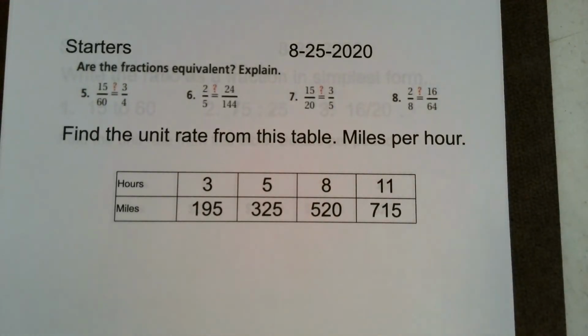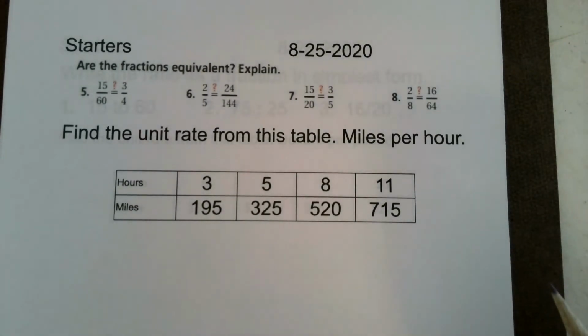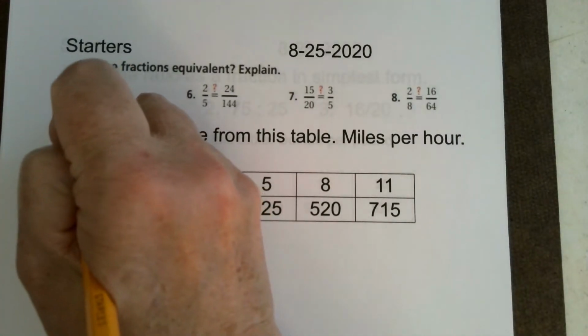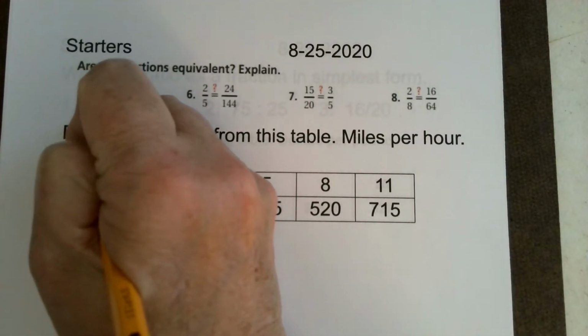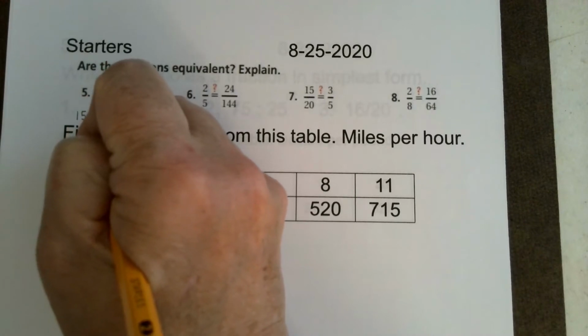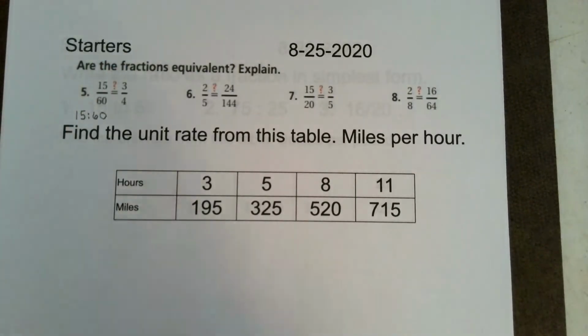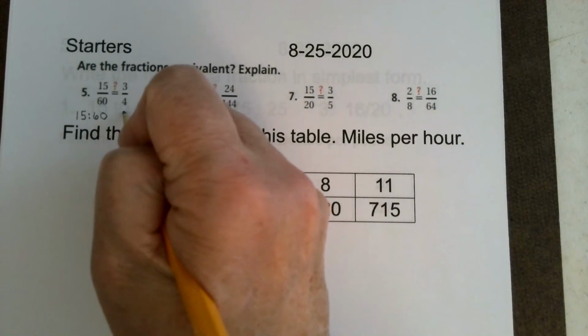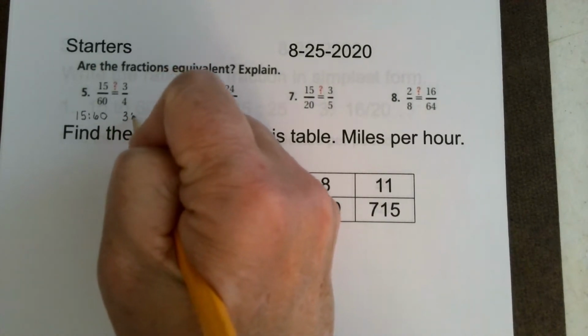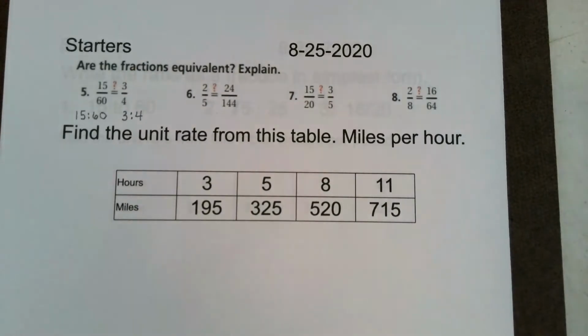All right, so the first three problems are the same three problems that we had on Monday, but I just kind of wanted to go over them again, and we're going to just use the cross multiplication method to solve these, so I'm going to explain them with that and not explain it the other way. I do want to remind you that this can be written 15 to 60 like this as a ratio, and we want to know, is it equivalent to 3/4?